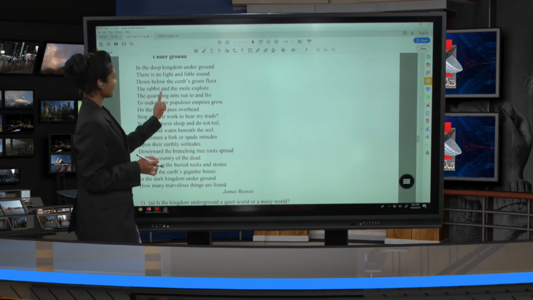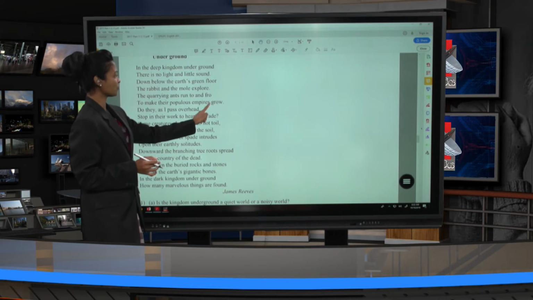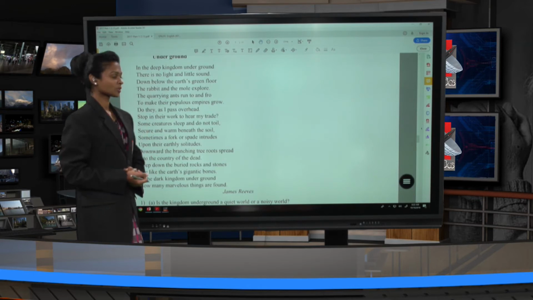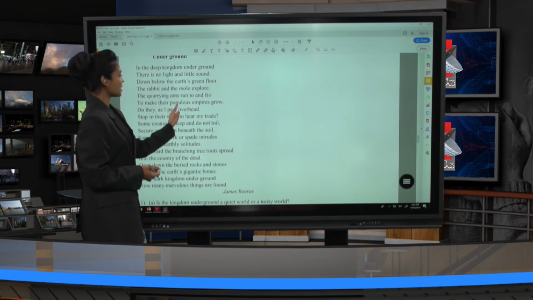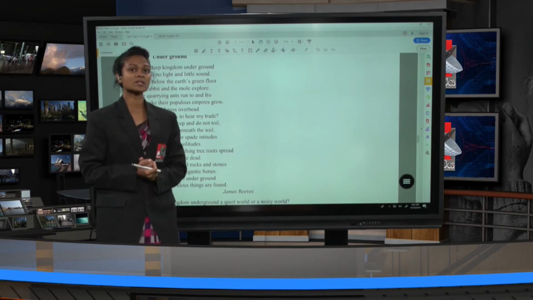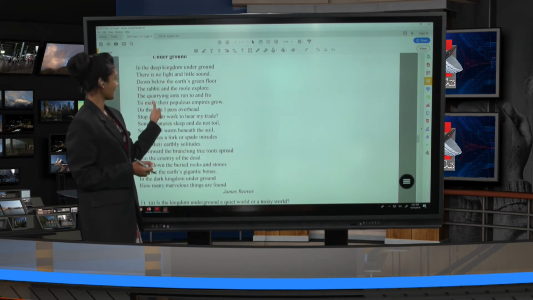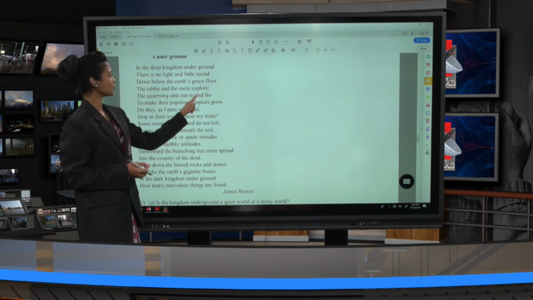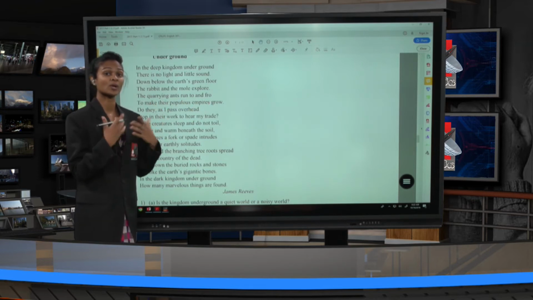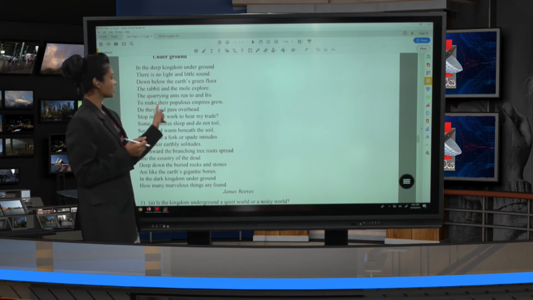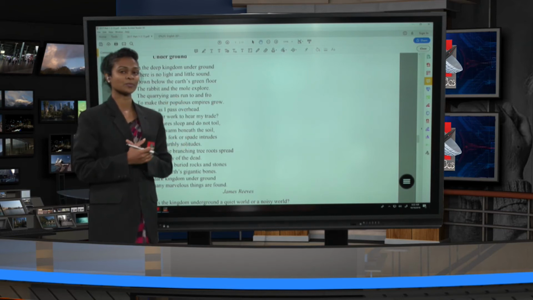The quarrying ants run to and fro to make their populous empires grow. Right? Here, ants run to and fro. They are busy. They are running here and there. Why? To make their populous empires grow.